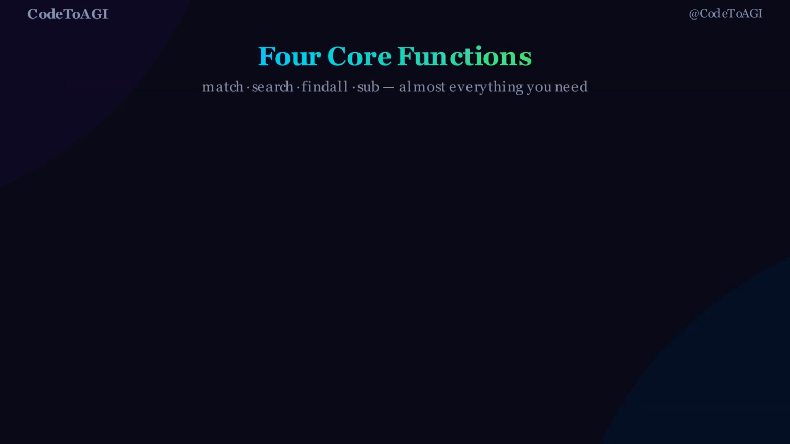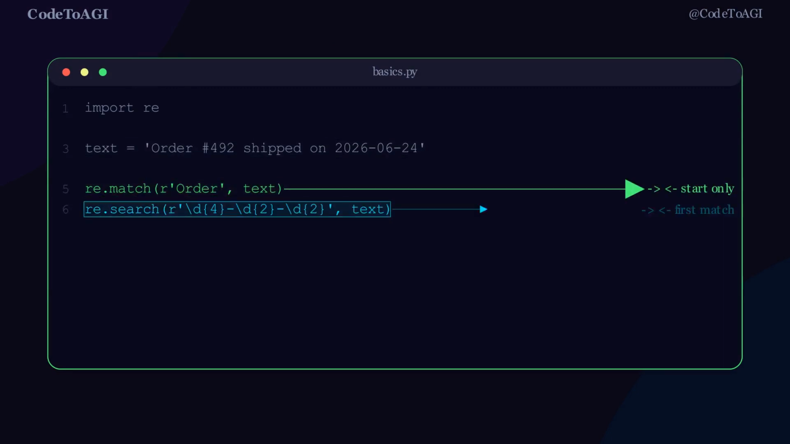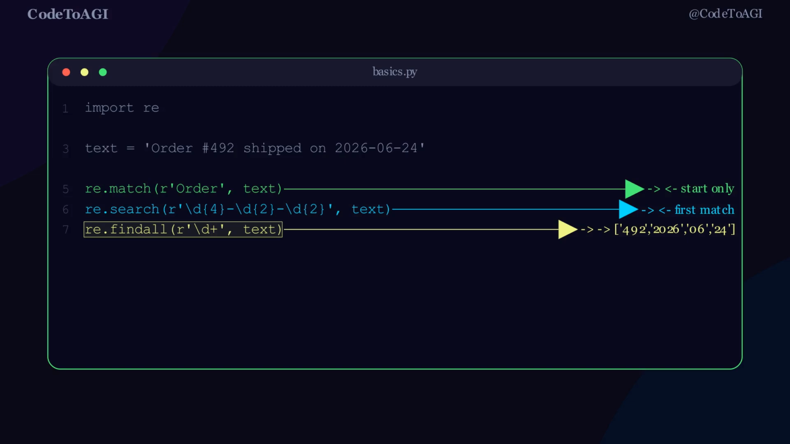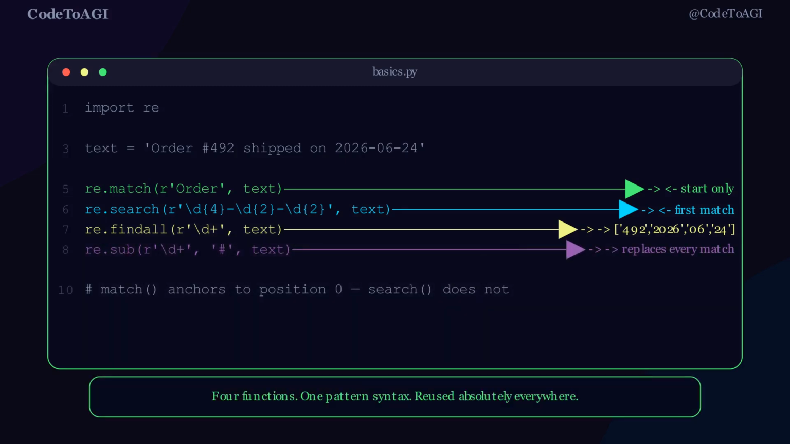Four functions cover almost everything you will ever need. re.match checks only the very start of the string. re.search finds the first match anywhere in the string. re.findall returns every match as a list. re.sub replaces every match with new text. Four functions, one pattern syntax, reused everywhere.